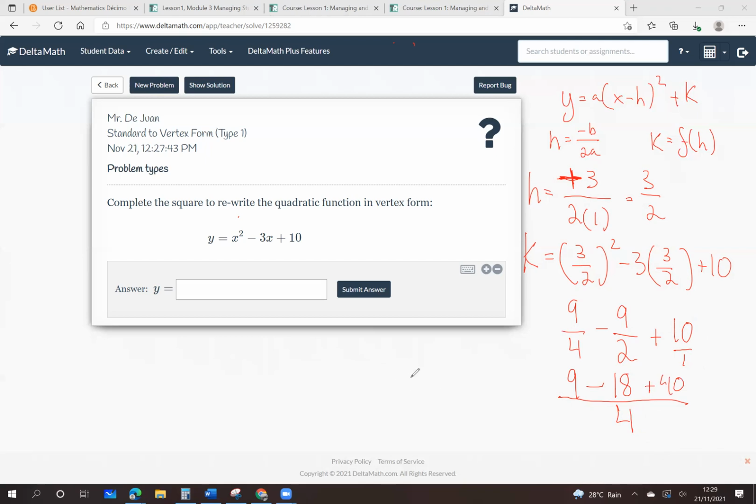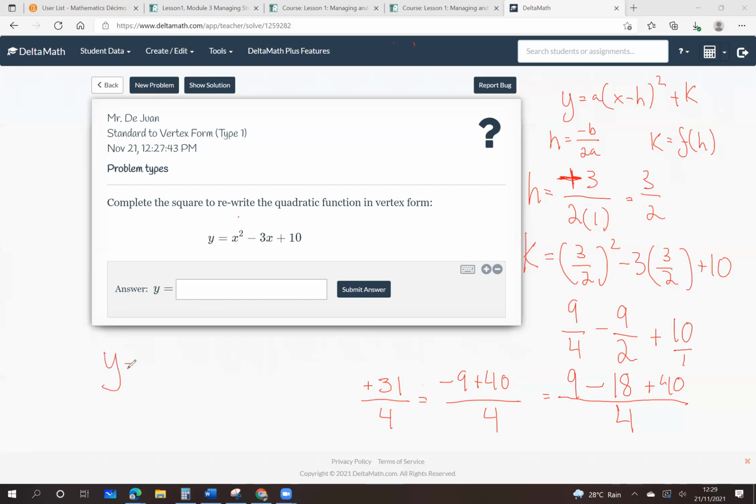What is 9 minus 18 plus 40? Negative 9 plus 40 is going to give us something all over 4. Negative 9 plus 40, when it's a negative and a positive, we take the difference of the numbers, which is going to give us 31. And what number was bigger? The positive. So it has to be positive 31/4. That's going to be our k.